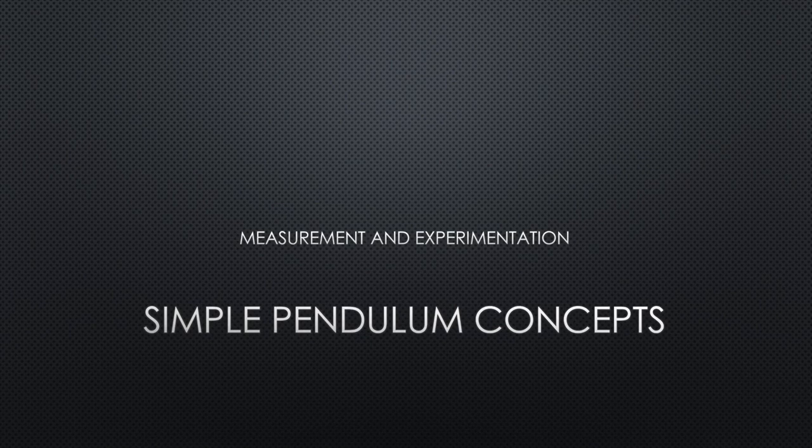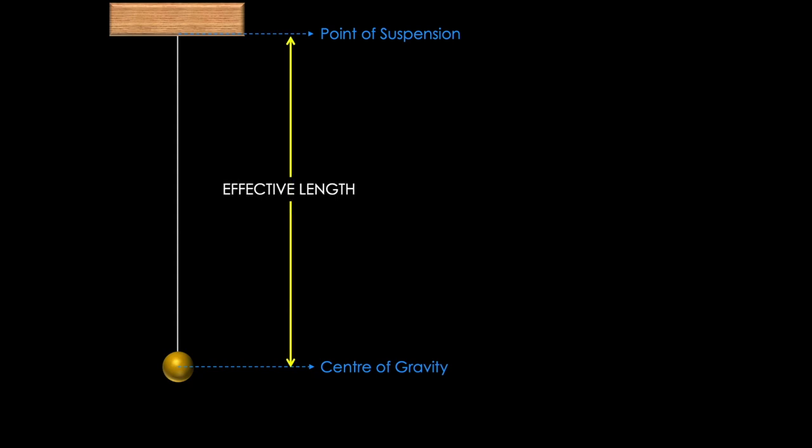So in its simplest form, the simple pendulum consists of a metal bob suspended with the help of a string. The point at which it is suspended is called the point of suspension, and the distance from the point of suspension to the bob's center of gravity is called the effective length of the pendulum.